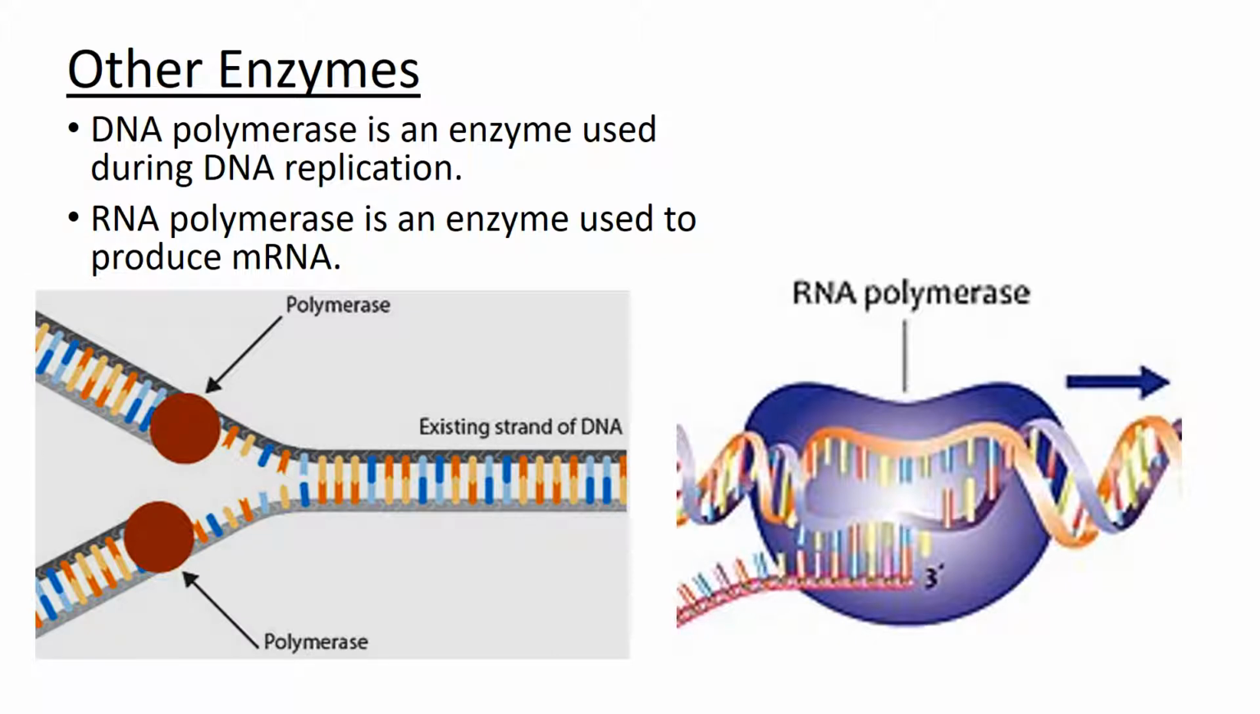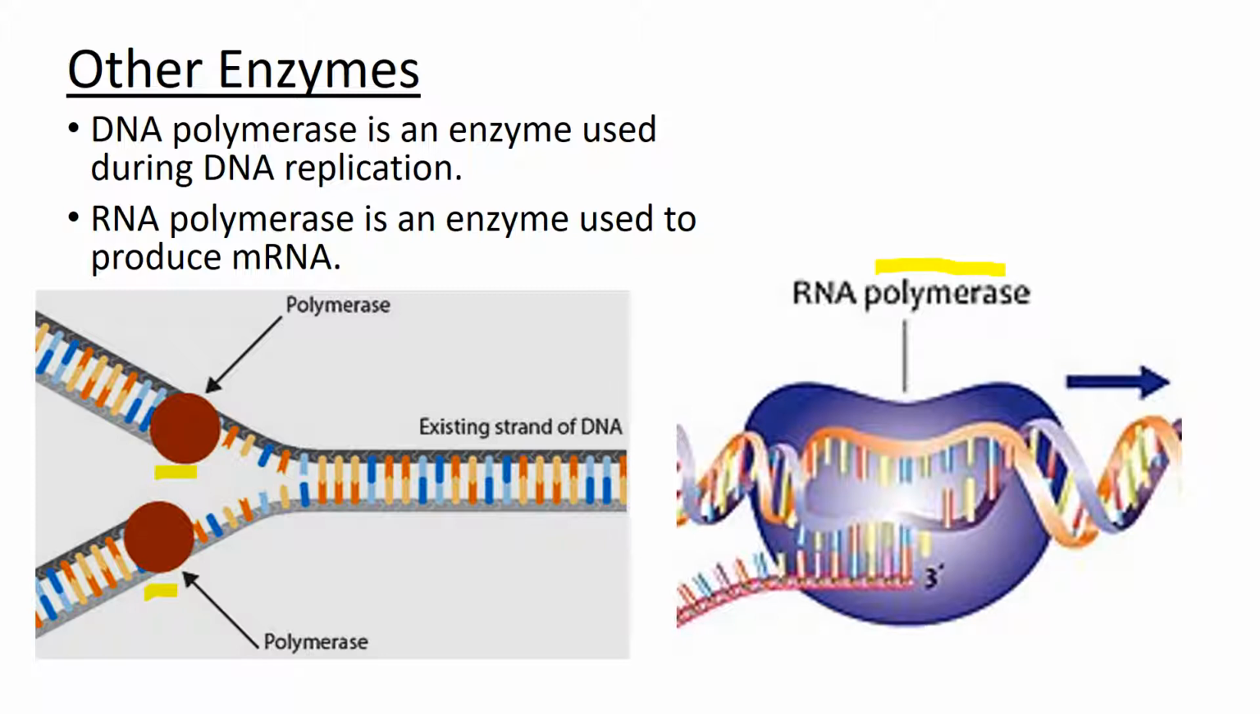Two other enzymes that we'll be hearing plenty more about are DNA polymerase and RNA polymerase. DNA polymerase is an enzyme used during DNA replication, and DNA polymerase is represented here in this image as these brown circles. But the DNA polymerase is being used to replicate or copy the DNA, so that's a very important protein.